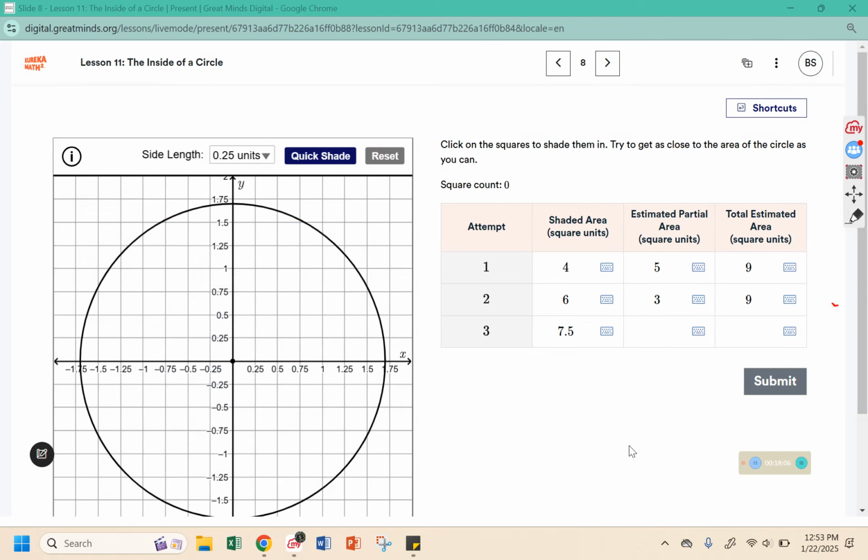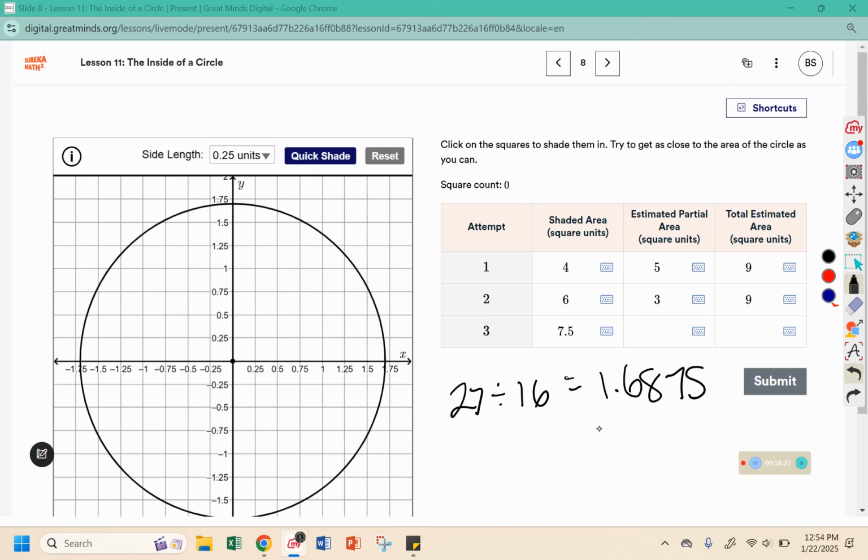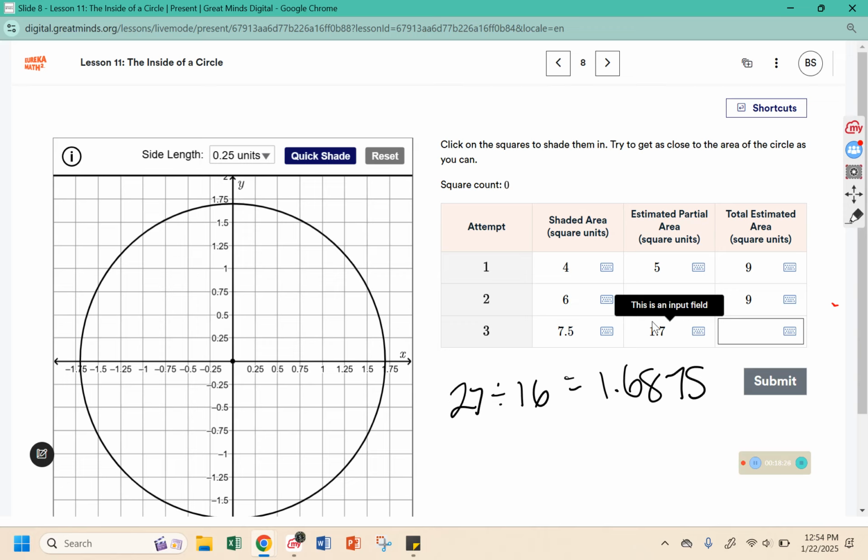Now after counting, I got about 27 partial squares if I were to combine all my pieces. And then I split it into 16 parts, which gave me a funky decimal of 1.6875. So I'm just going to round that up to about 1.7. And so 7.5 plus 1.7 is about 9.2.